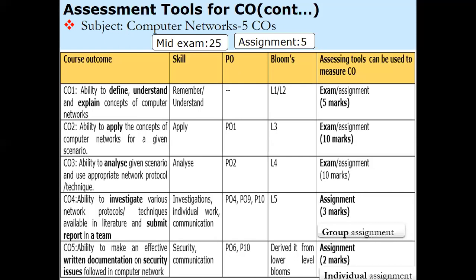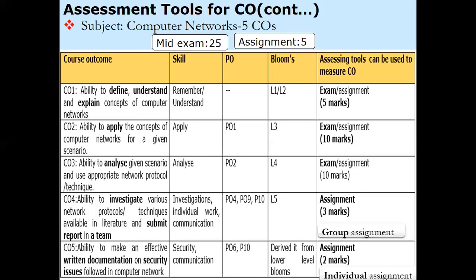of the computer networks for the given scenario. It is apply level, and by considering the skill level, apply, you are mapping it with PO1, and it is Bloom's level 3. You are using the exam as the assessment tool. Of course, you can also measure this particular CO by using the assignment also. But with respect to this example, I'm taking the exam as the assessment tool.